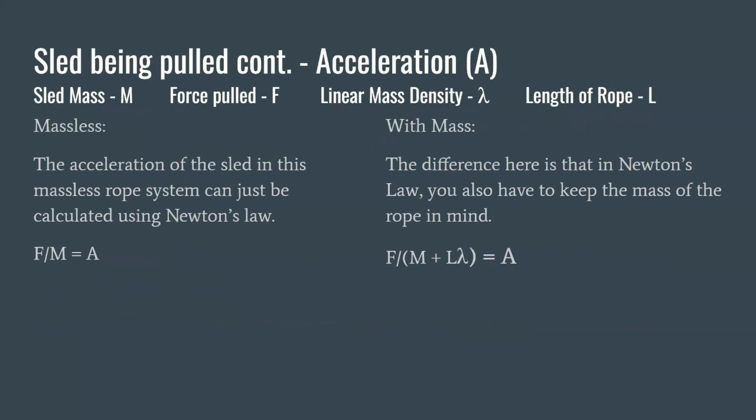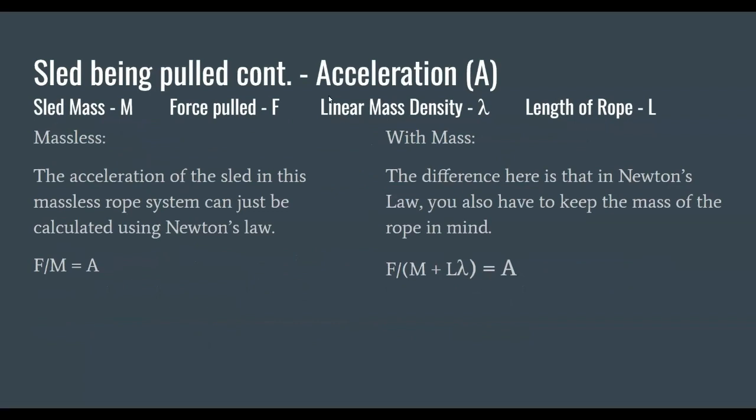So, a continuation of the next slide. We have what I said earlier. We got sled mass is capital M, force pulled is capital F, linear mass density is lowercase lambda, and length of the rope is uppercase L.